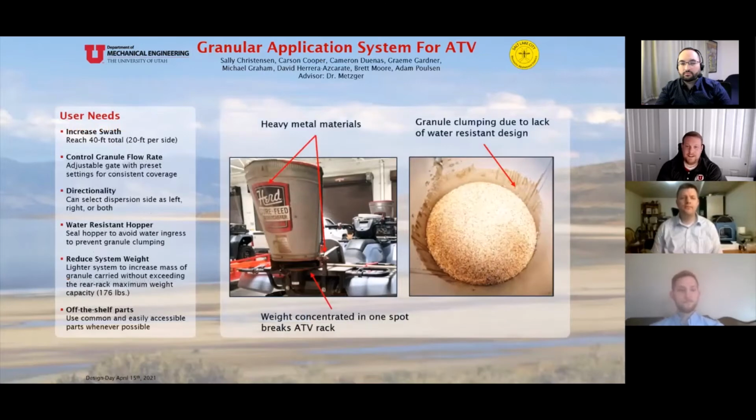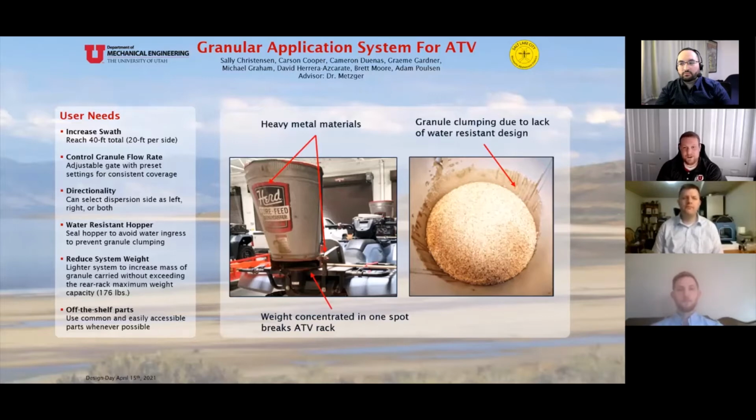They gave us their pipe dream of a 40-foot swath, which later in the presentation we will show that we exceeded. They also wanted an adjustable gate for a more precise pesticide metering, and they wanted to be able to control the direction the pesticide is distributed. As an example of that, if they are between a field and a road, they want to disperse the pesticide only onto the field and not onto the road where it would be useless.